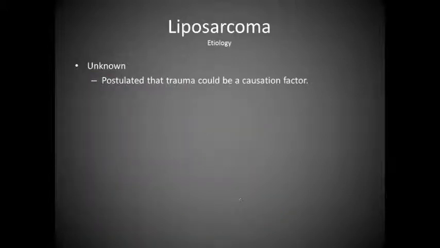No one knows really what causes a liposarcoma. It's postulated that trauma could be a causation factor, such as an MVA, where you had severe soft tissue trauma and bruising and things like that. Possibly this could cause or trigger a liposarcoma to be formed at some point in time. That's not to say that everyone who has trauma or blunt abdominal trauma will have a liposarcoma. So that's why it's really unknown what causes it.